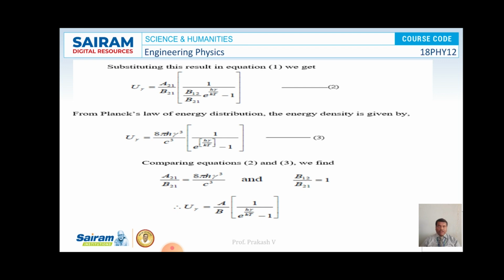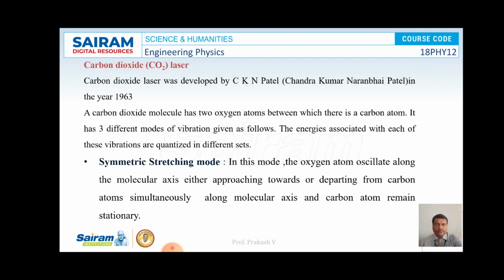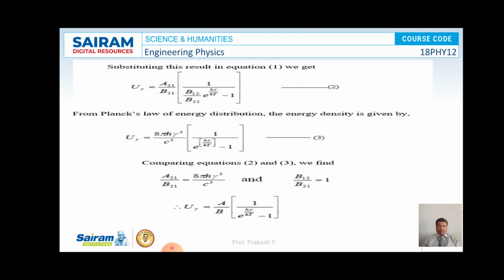Finally, the value of U mu can be written as A21 by B21 into 1 by (e to the power of h mu by kT minus 1). So this is the expression for energy density of incident photon, expressed in terms of Einstein's coefficients.